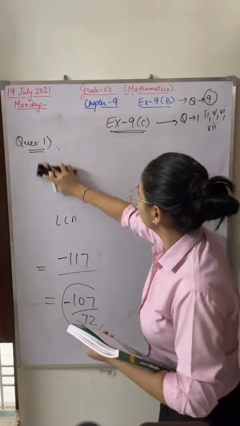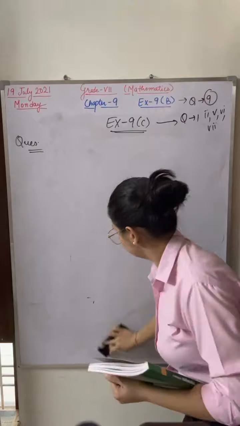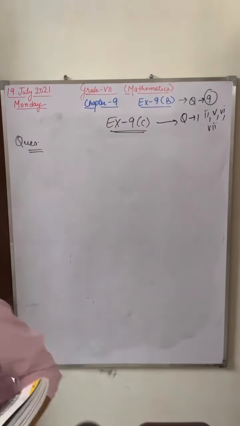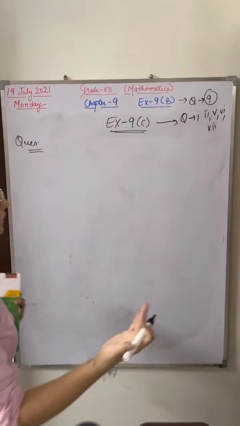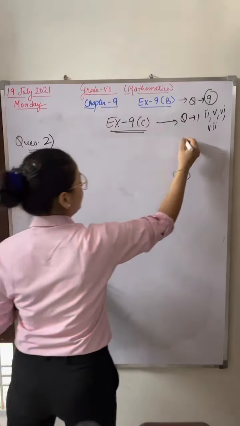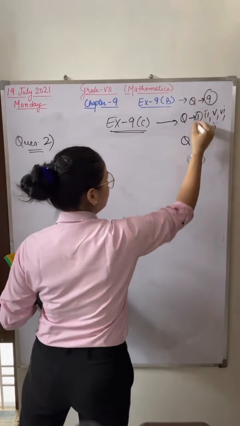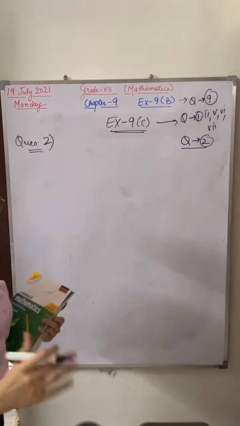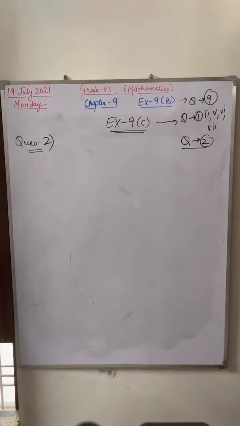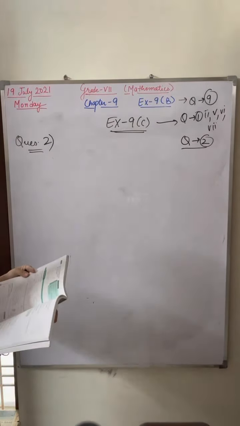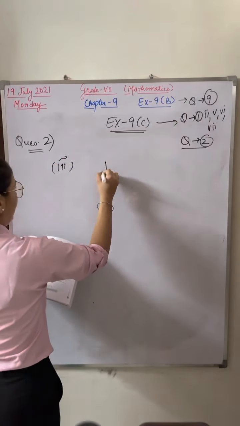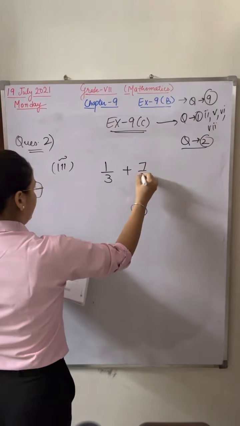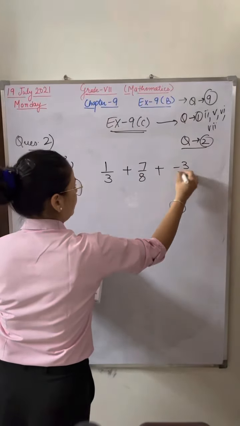Okay. Now I am giving you question 2nd for the homework. In question 2nd, there are more than 2 terms. Please mark question 2nd also for the homework. I am solving any one part and will tell you how you have to solve. Suppose I am solving part 3rd. 1 upon 3 plus 7 upon 8 plus minus 3 upon 4.